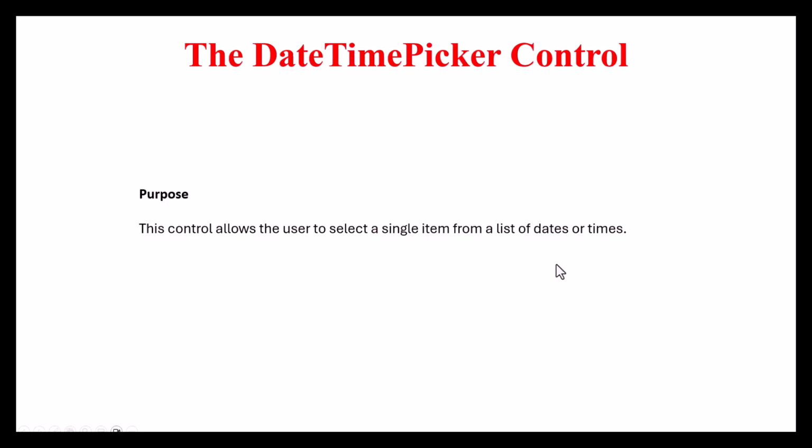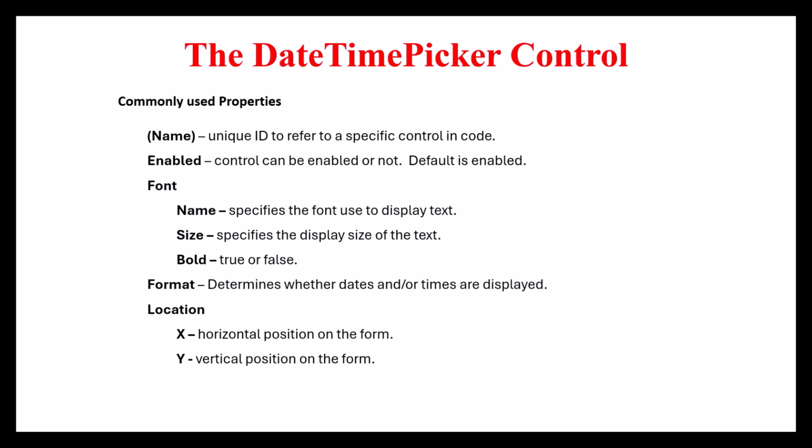The DateTimePicker Control. Its purpose is to allow the user to select a single item from a list of dates or times. The commonly used properties are: there's a name. It's a unique ID to refer to a specific control in code. There's the enable property. A control can be enabled or not. Default is enabled. The font property includes a name, size, bold, and others. The format property determines whether dates and/or times are displayed.